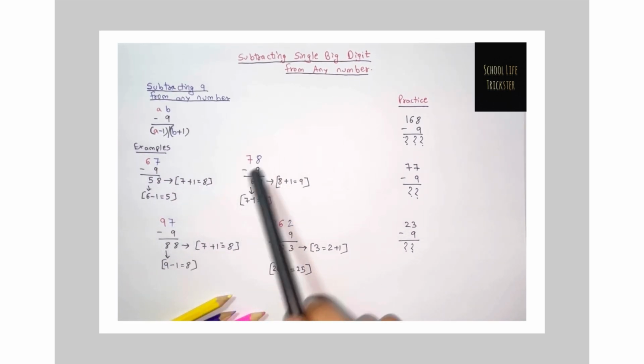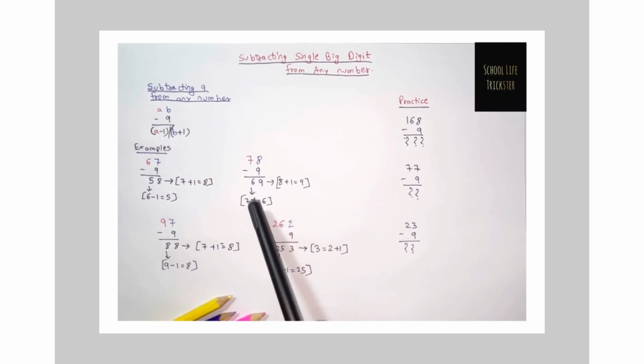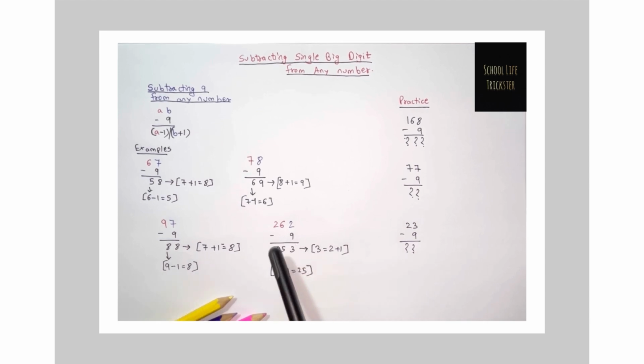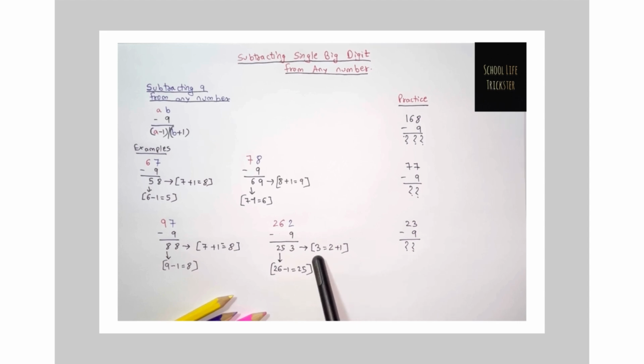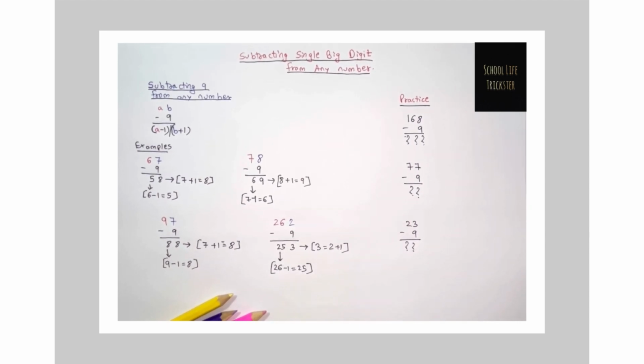Over here 78 minus 9 equals 69. That is 8 plus 1 equals 9 and 7 minus 1 is 6. Over here 97 minus 9 equals 88. 7 plus 1 equals 8 and 9 minus 1 is 8. Over here 262 minus 9 equals 253. That is 2 plus 1 equals 3 and 26 minus 1 is 25. Now practice this by yourself.